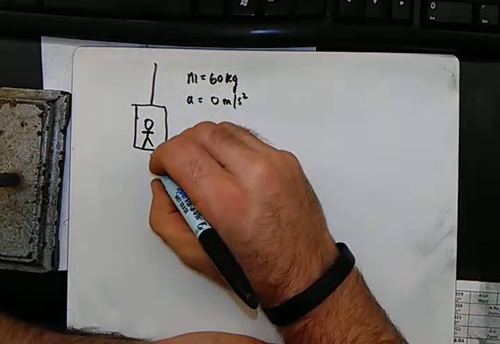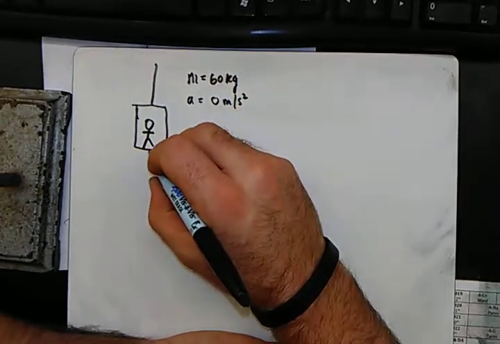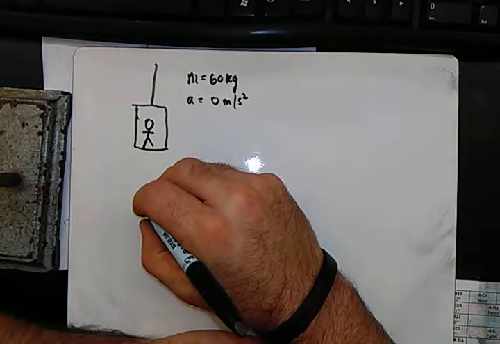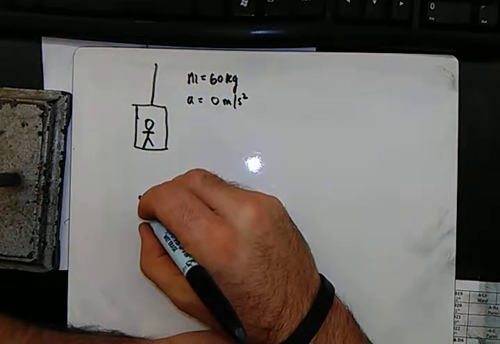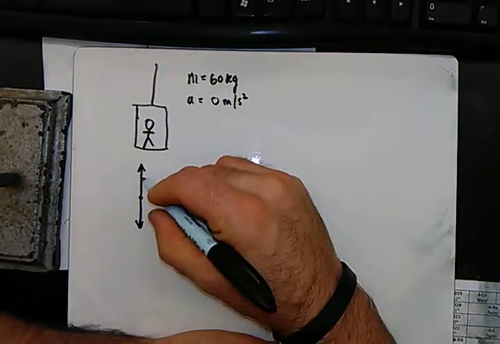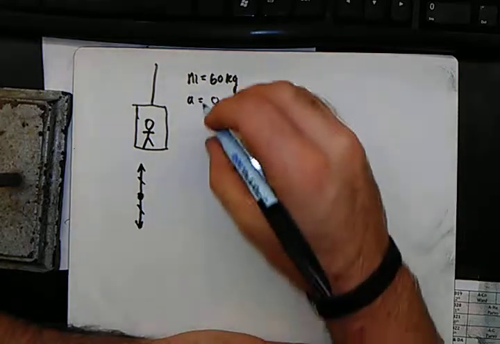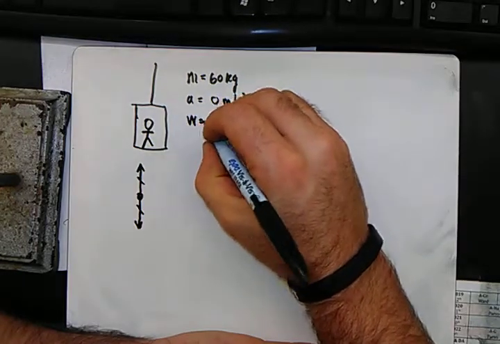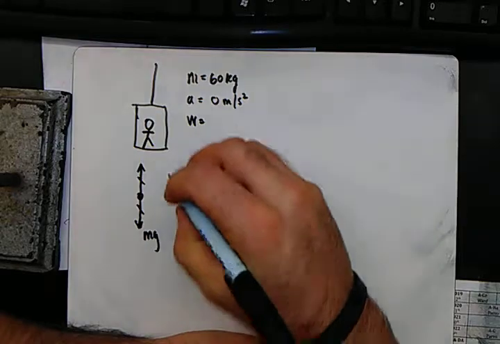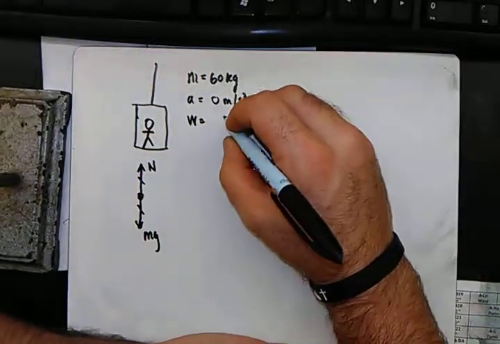So if I were to draw this as a free body diagram, I would make a dot here for the person. I know it's not accelerating, so these two are going to be equal. The weight is mass times gravity, and then the normal force is the opposite of that. So let's just figure out what that is.